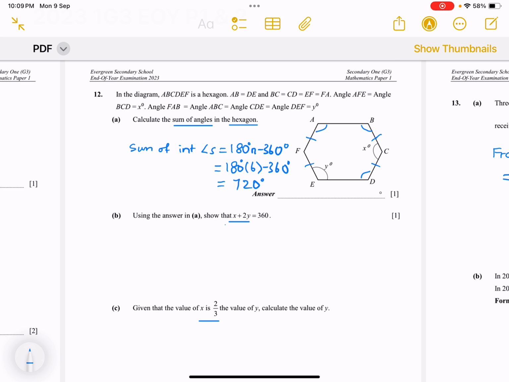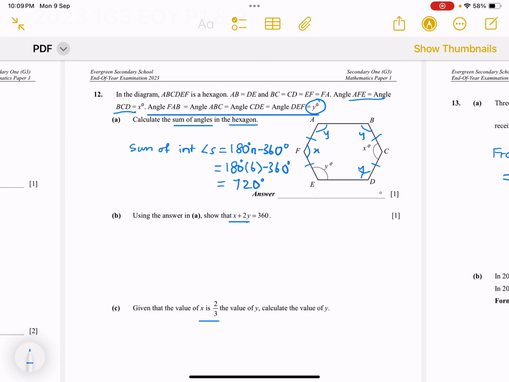Okay, now show that x plus 2y equals 360. Now, what is x and what is y? They are simply the interior angles, right? They are all the interior angles. Now, you have to read the question carefully. They have given you all the angles here. Where are all these angles? F, A, B. They are all these angles here, and they are all equal to y. Right? So we have 4y. And then these two angles are equal to x. Right? That is what is given in the sum.